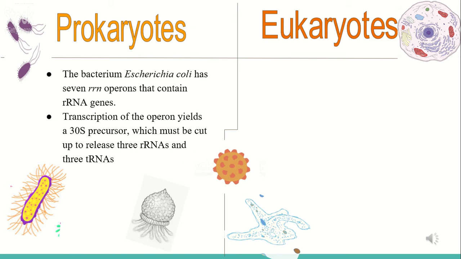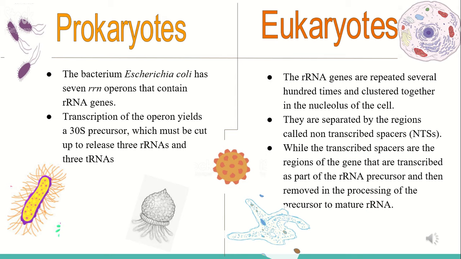In prokaryotes, the bacterium E. coli has 7 rRNA operons that contain rRNA genes. Transcription of an operon yields a 30S precursor, which must be cut up to release 3 rRNAs and 3 tRNAs, while in eukaryotes, the rRNA genes are repeated several hundred times and clustered together in the nucleus of the cell.